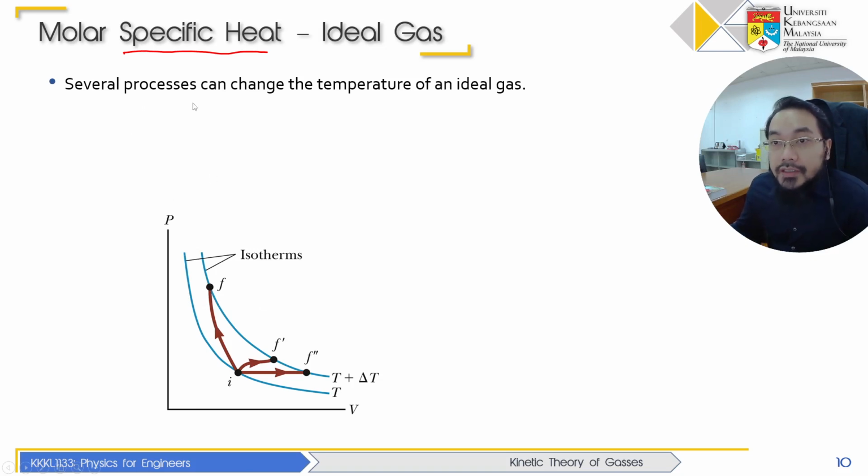Several processes can change the temperature of an ideal gas. So imagine we have a PV diagram that looks like this. We have the initial state here, which is residing on the isotherm T, so the temperature is T. Then we can have three possible final states, and to achieve each of these three final states, we can go through three different process pathways.